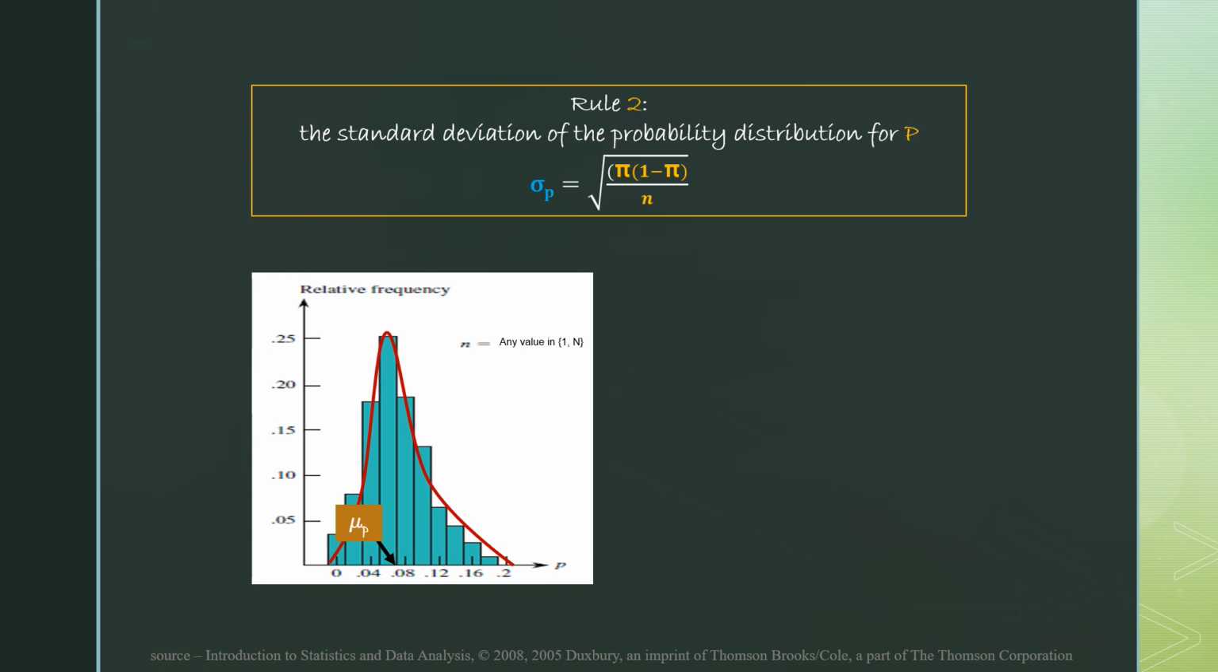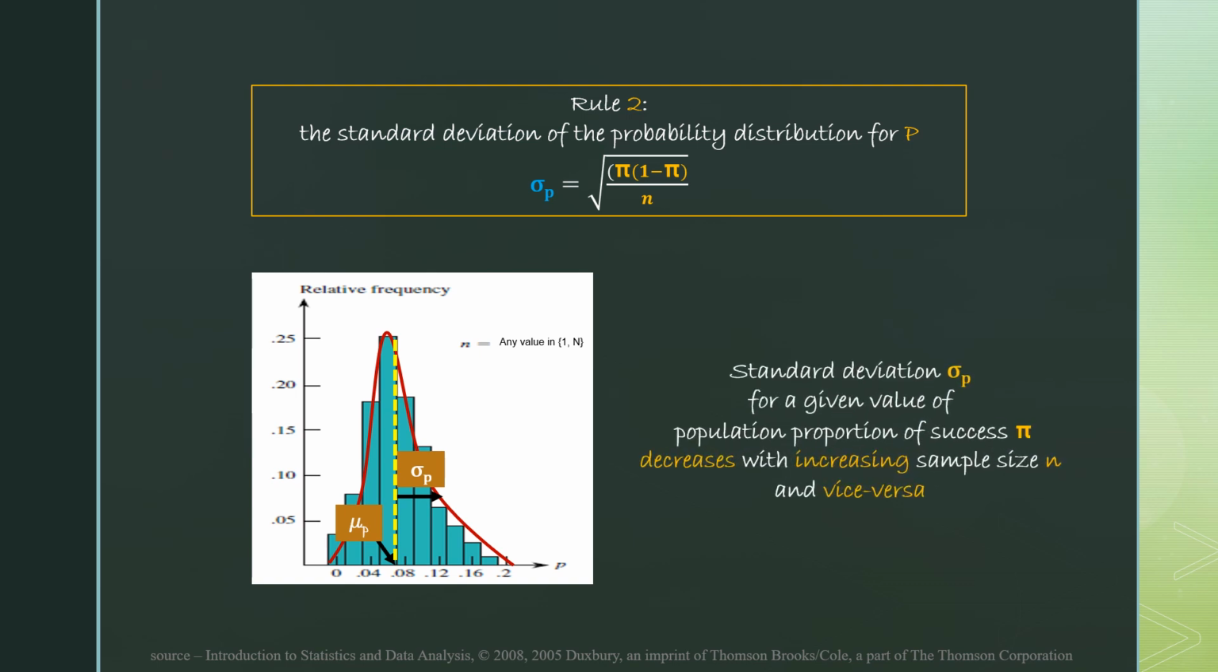Rule 2. The standard deviation of the probability distribution for p, represented by sigma p, equals square root of pi multiplied by 1 minus pi, divided by n. Thus, standard deviation sigma p for a given value of population proportion of success pi decreases with increasing sample size n and vice versa.